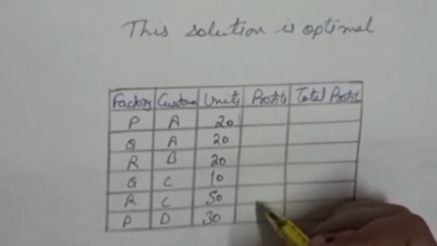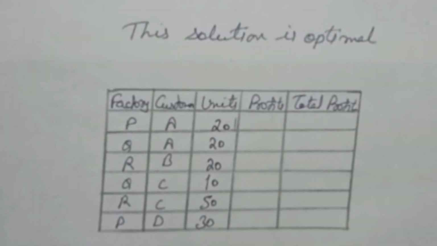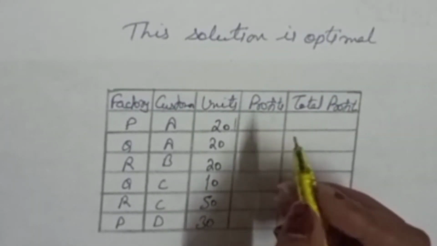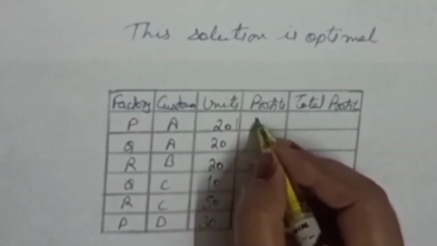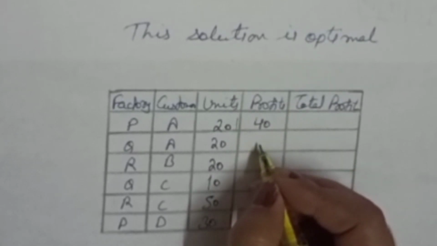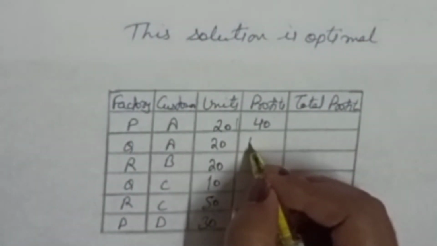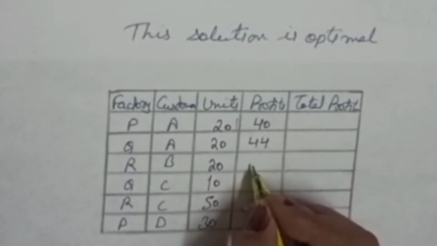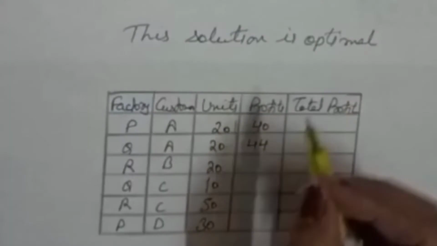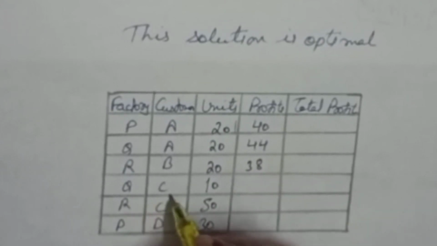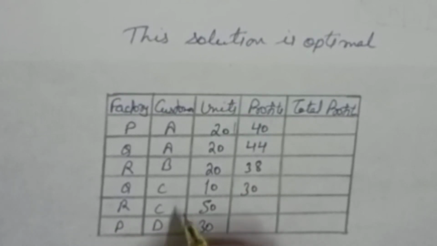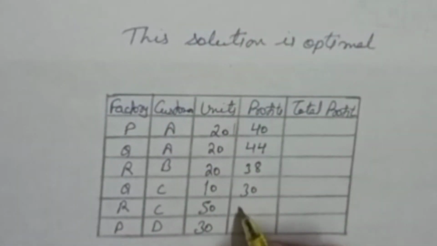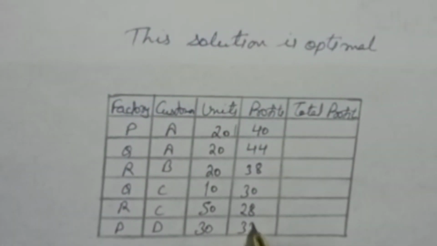Now we will write the profit in this column. Now we will write profit for this cell, P factory A customer. We have profit is 40. Q factory and A customer, we have profit is 44. R factory and B customer, profit is 38. Q factory and C customer, profit is 30. R factory and C customer, profit is 28. P factory and D customer, profit is 33.